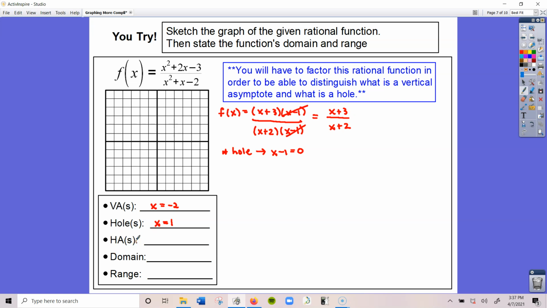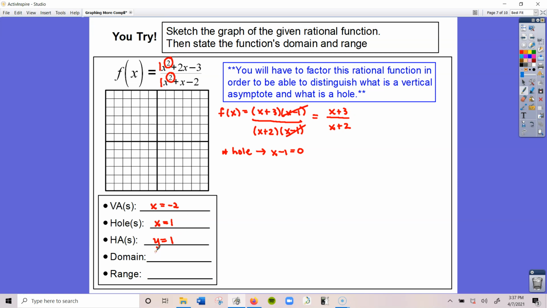Now for the horizontal asymptote. In order to figure out the horizontal asymptote, you can either look at the original function, or you can even look at your simplified function. I'm just going to look at the original. The numerator has the highest exponent of 2. The denominator also has a highest exponent of 2. Since they are equal, that means that we divide the coefficients in front of that x. Even though we don't see them, it's as if there is an invisible 1. 1 divided by 1 is 1. So we have a horizontal asymptote at y is equal to 1.